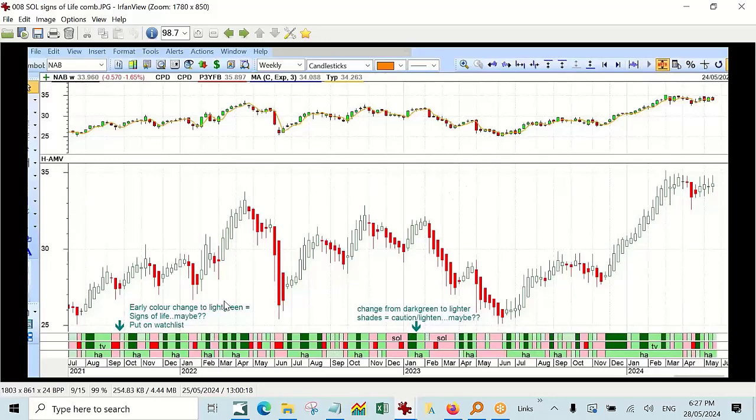And similarly, an early color change to light green from pink, as there, indicates signs of life. There might be something happening up there. You can see it could either be that the close is above the tippy, or it could be that the Heikin Ashi is looking nice, looking an up bar.